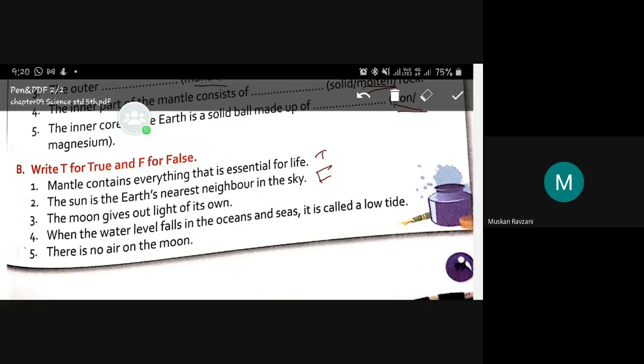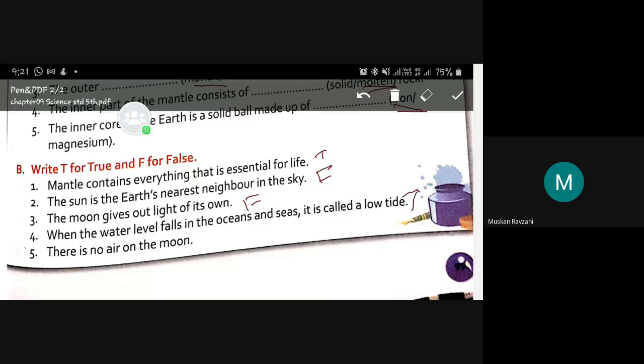Ma'am, can I give the answer? Yes, Muskan. It is false because the sun gives light to the moon. The moon is not giving light. Okay, yes, false. Okay. When the water level falls in oceans and seas, it is called low tide. True or false? Ma'am, I think it's true. Yes, it's true. When the water levels fall down, it decreases. It's called low tide.